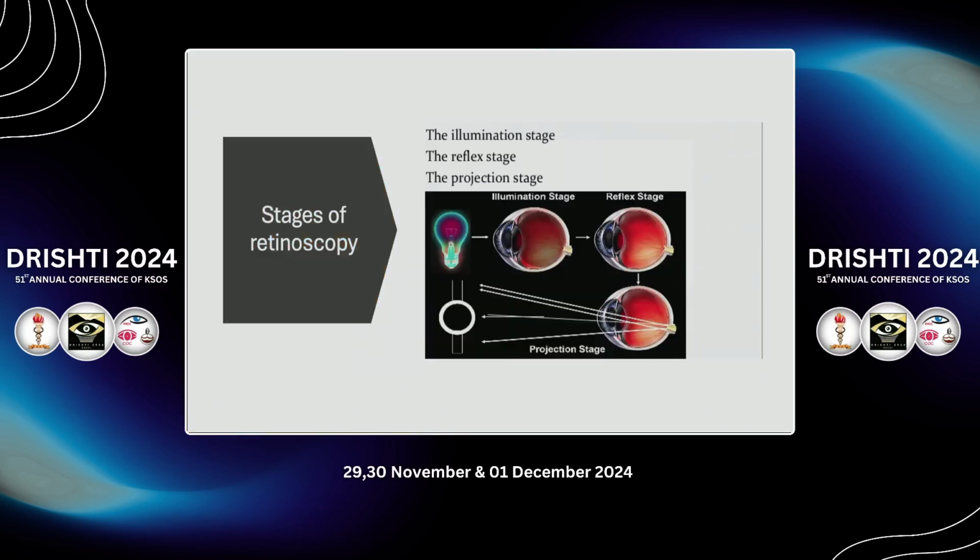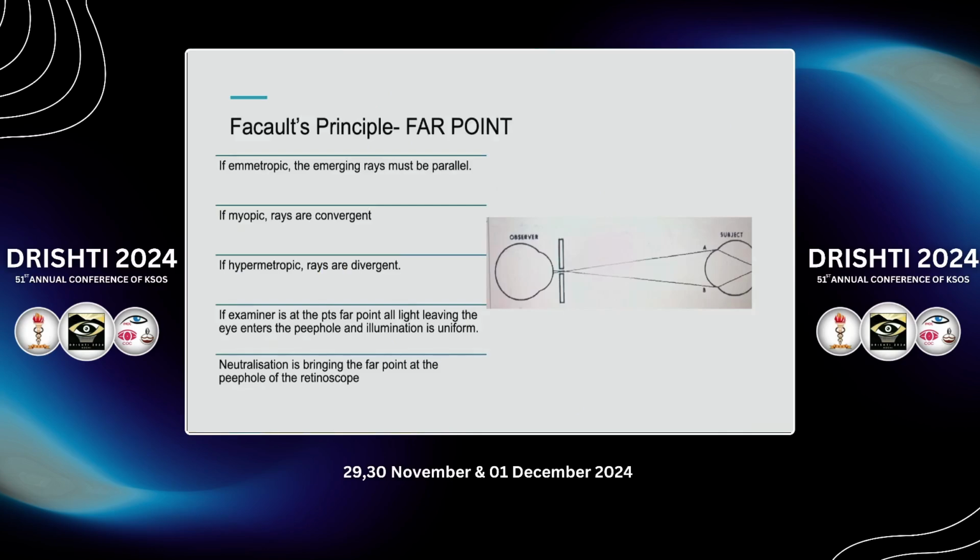So I'm not going into the theory part. Basically, it is based on Foucault's principle. That is, you're trying to find out the far point of the eye. So you're basically illuminating the subject's eye, and you have rays emanating from the eye. If the eye is emmetropic, the emerging rays are parallel. If myopic, the rays will converge, and if hypermetropic, the rays are divergent.